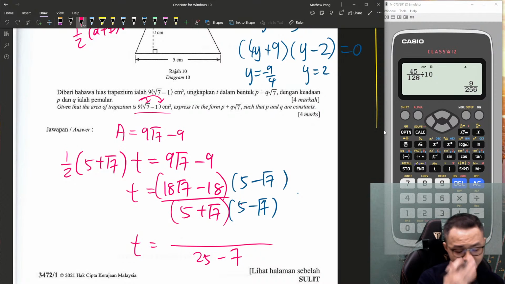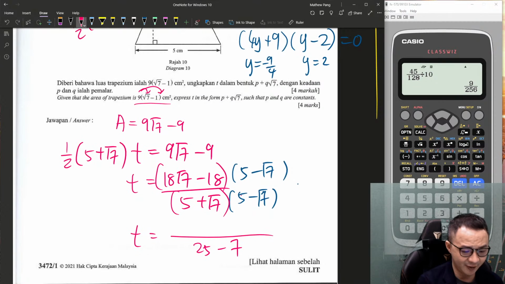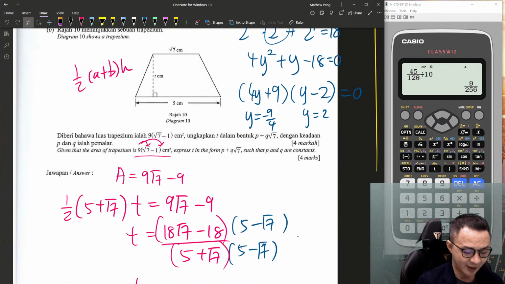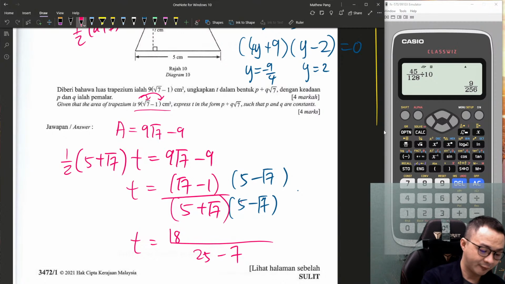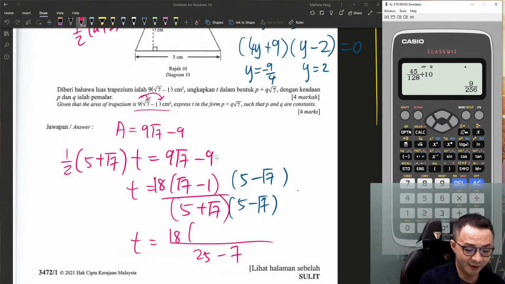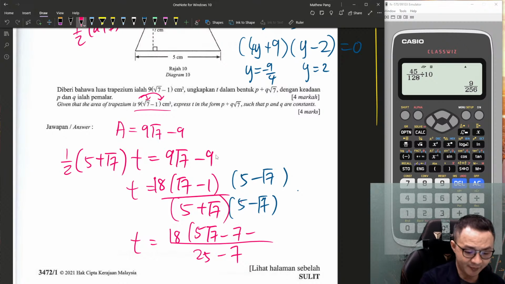Top I should get quite big value here. I hope it doesn't make... Okay, let me take out the 18. Take out the 18 to make the number look smaller. Okay, then the number is not that big. This is 5 sub 7 minus 7 minus 5 plus sub 7.